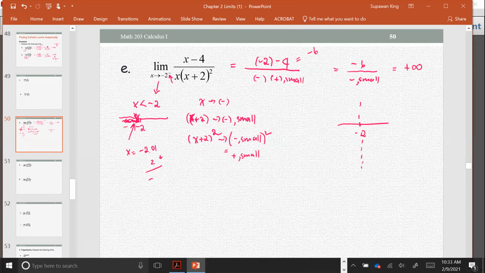So x equals -2 is the vertical asymptote. On the left side, the graph approaches positive infinity.